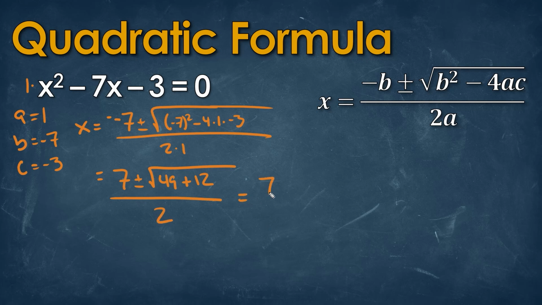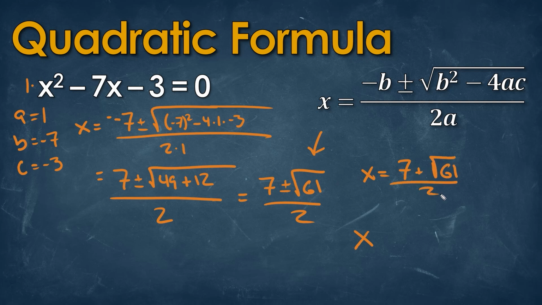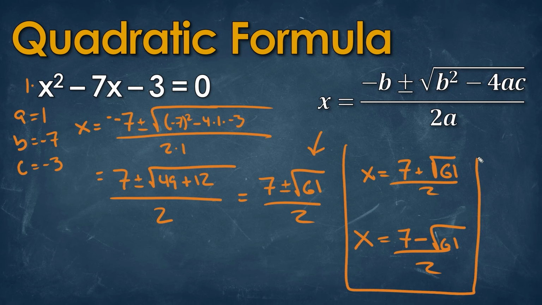Simplifying this further, we're going to get 7 plus or minus the square root of 61 over 2. Now we can't simplify 61. That's a prime number, and on top of it, it doesn't have a perfect square. So we can leave this as our answer, and again, we're going to have two answers for this. We're going to have one where we have 7 plus square root of 61 over 2, and we'll have another answer of 7 minus the square root of 61 over 2. And sometimes, depending on your teacher, you can leave it like this, or you can solve for those individual values, but those are going to be our final two answers.